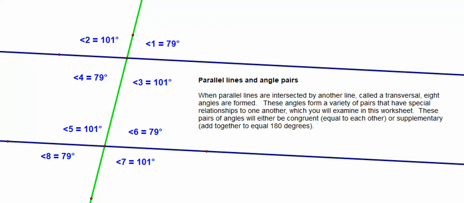These angles form a variety of pairs that have special relationships to one another, which you will examine in this worksheet. These pairs of angles will either be congruent, equal to each other, or supplementary, add together to equal 180 degrees.